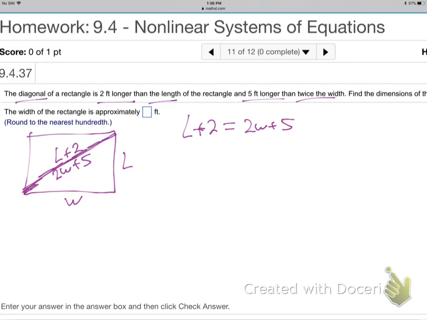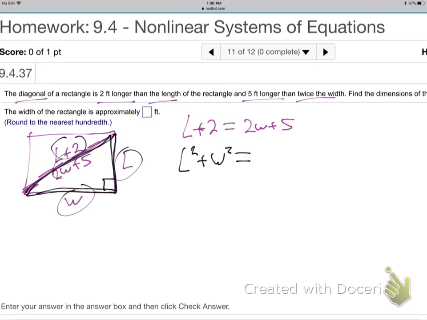And now, there's 2 letters, so what do you need? 2 equations, 2 equal relationships. So what's my other one? What does this make you think of? Pythagorean. A squared plus B squared is C squared. L squared plus W squared equals... Now, which one of these should we use? Either one. Which one looks easier? L plus 2 looks easier to me. L plus 2 squared.